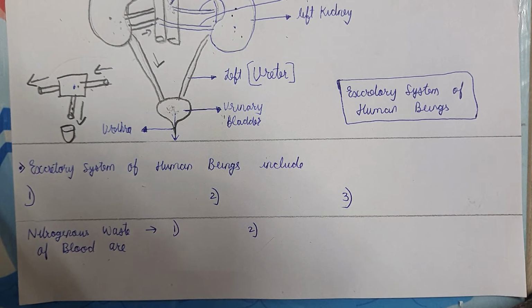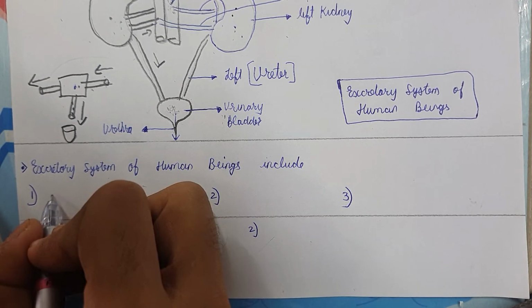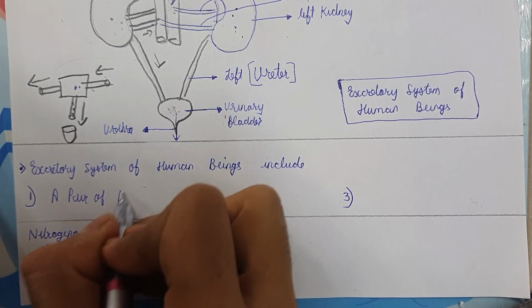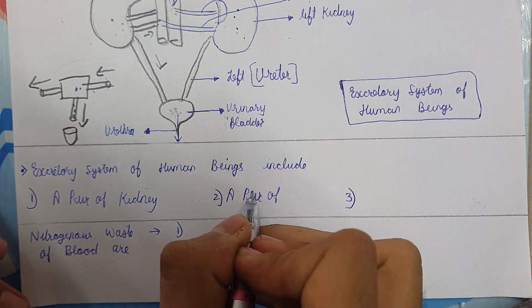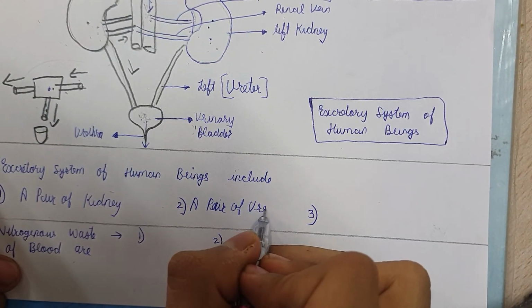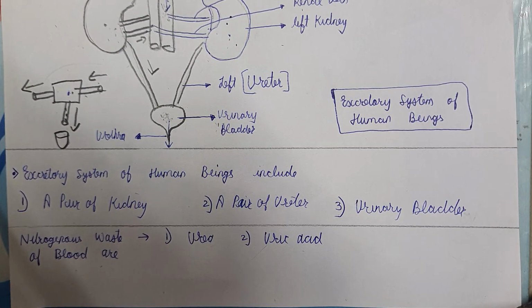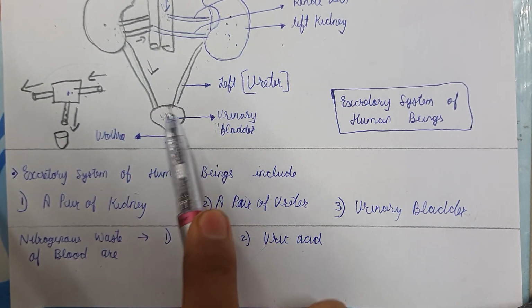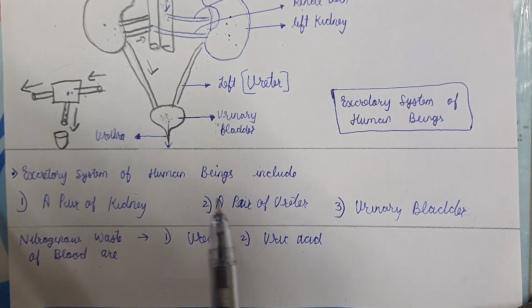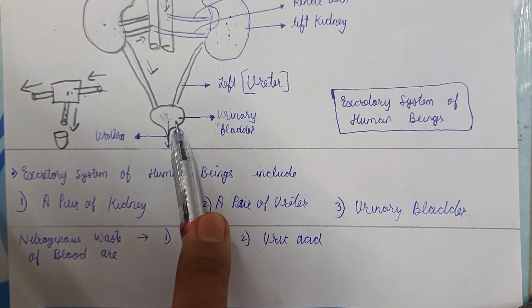So now we are going to answer some of these questions, which says, what does the excretory system of human beings include? It includes a pair of kidneys, a pair of ureters, and a urinary bladder. A pair means two. So two kidneys, right and left kidney, two ureters and one urinary bladder. So three things in the excretory system: two kidneys, two ureters, and one urinary bladder.